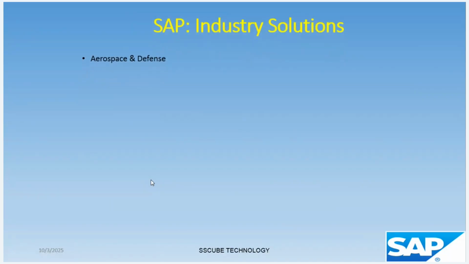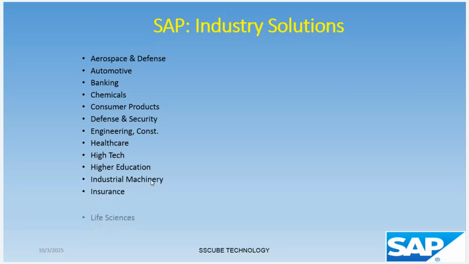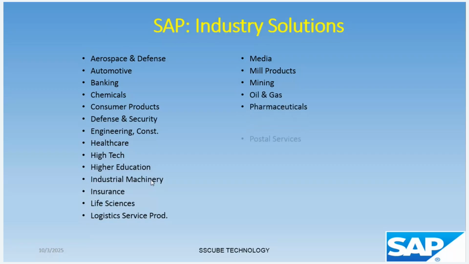Now, for any industry, SAP has a solution. Here, alphabetically, the industry names are there: aerospace and defense, automotive, banking, chemicals, consumer products, defense and security, engineering, healthcare. So for any industry name, SAP has a solution. SAP has more than 10 to 12,000 solutions: small solutions, big solutions, large solutions. There are many applications for SAP. Here you see SAP covers all industries.